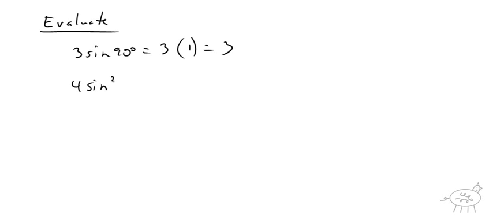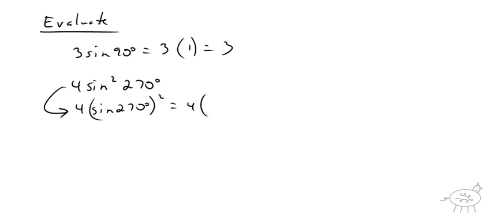Here, let's try another one. 4 sine squared of 270 degrees. Well, this is what this means, and I don't want to confuse you, so I'm just going to explain it right away. This means 4, and I take the sine of 270 degrees, and then I square that value. I don't square the 4, I square the sine of 270. Okay, please don't square the angle. That's brutal. Okay, these are equivalent. You need to know that.